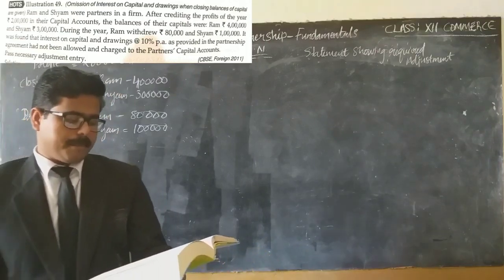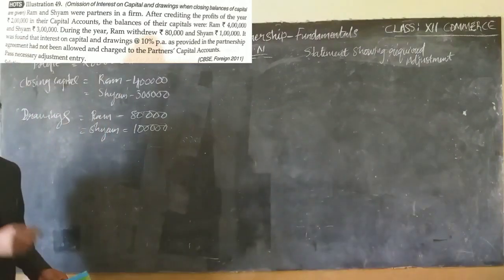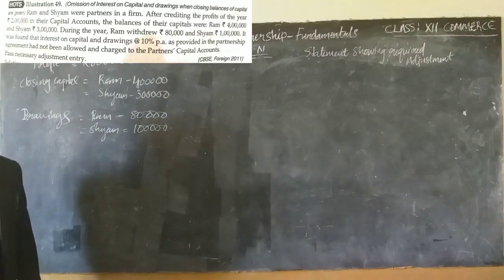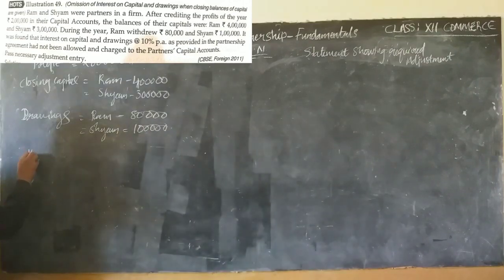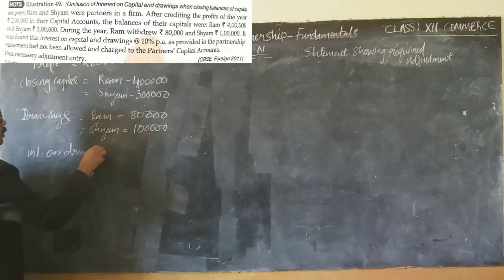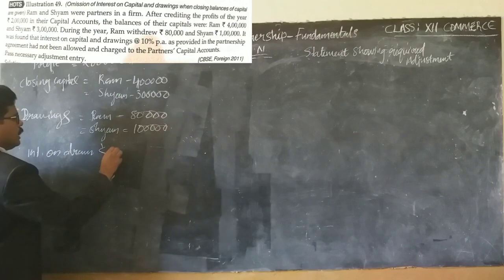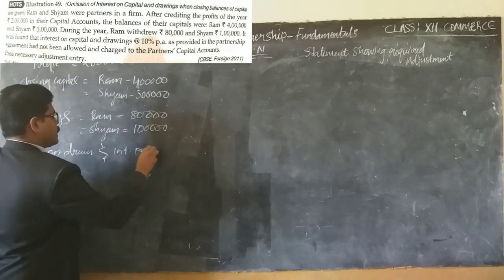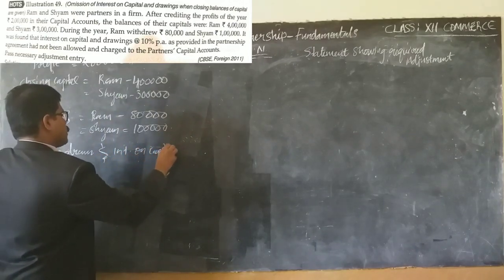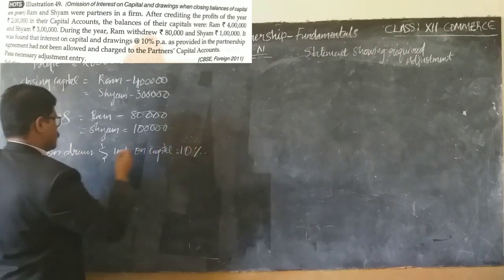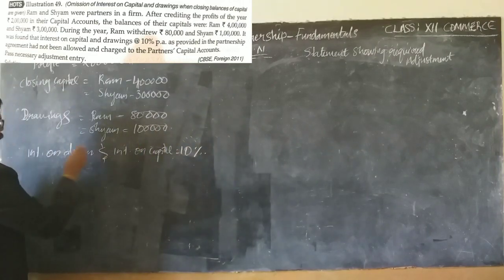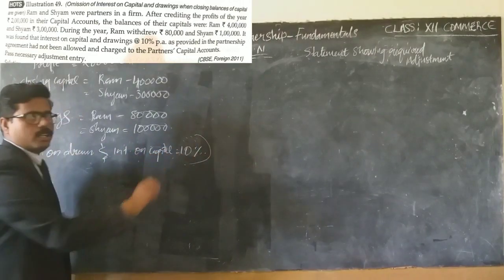Actually, interest on capital and drawing at 10% was not provided. Okay, interest on capital not provided, whereas interest on drawing not charged. Both things they omitted. Okay, what are the things that they omitted? Interest on drawing and interest on capital at what percentage? 10%. Okay, these two items they omitted.